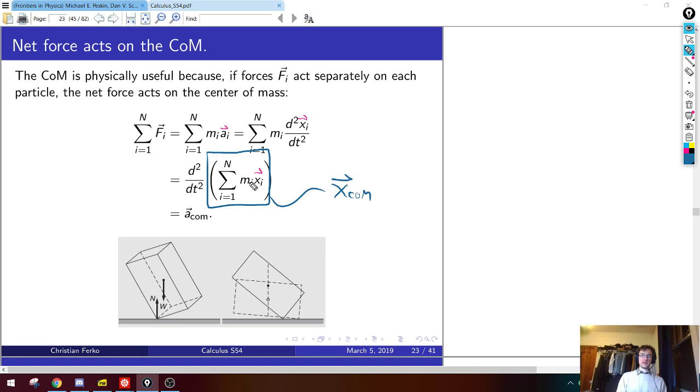So this thing in parentheses is exactly the center of mass vector x center of mass, up to some factor of the total mass that we ignored. So I should put that total mass back in at the bottom. You would normally divide by the total mass. So this thing is actually the center of mass multiplied by the total mass. That means you can interpret the sum of all of the forces as the acceleration of a point particle whose total mass is the sum of all of the masses in your system.